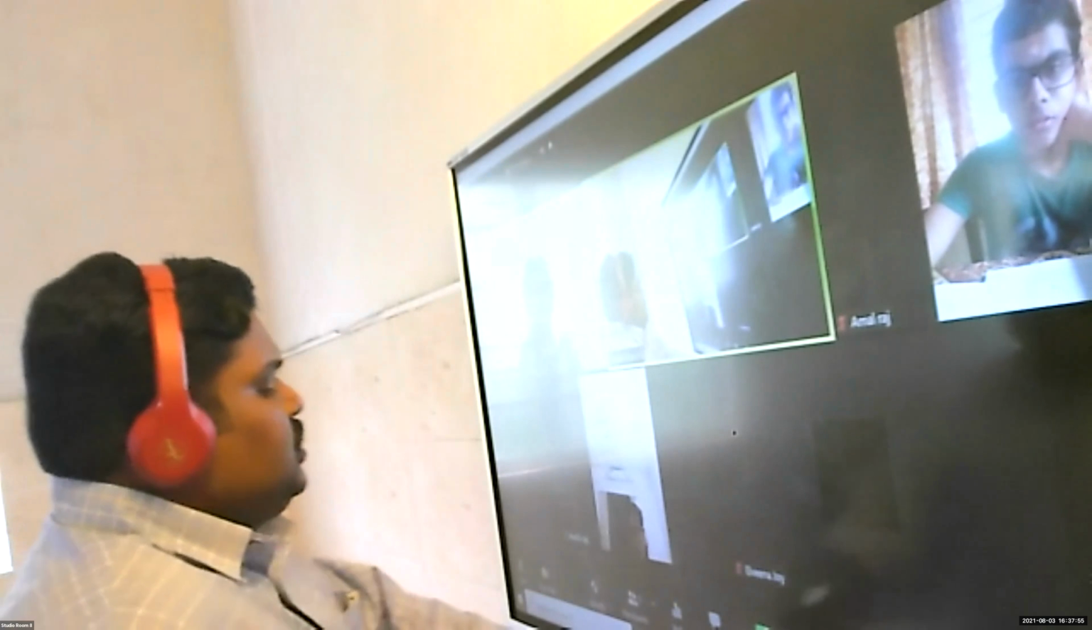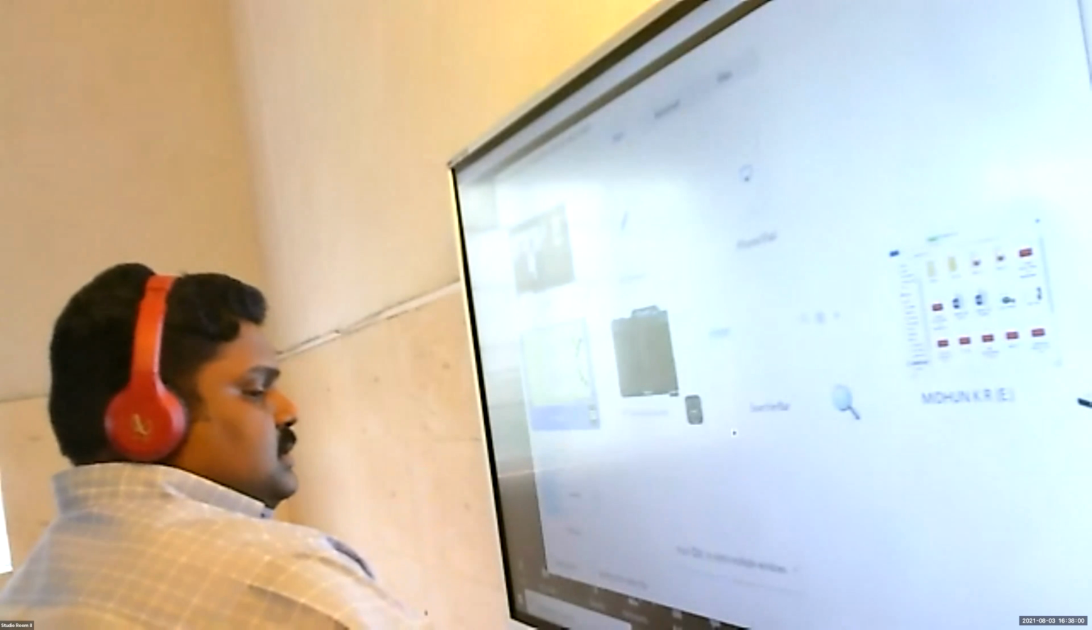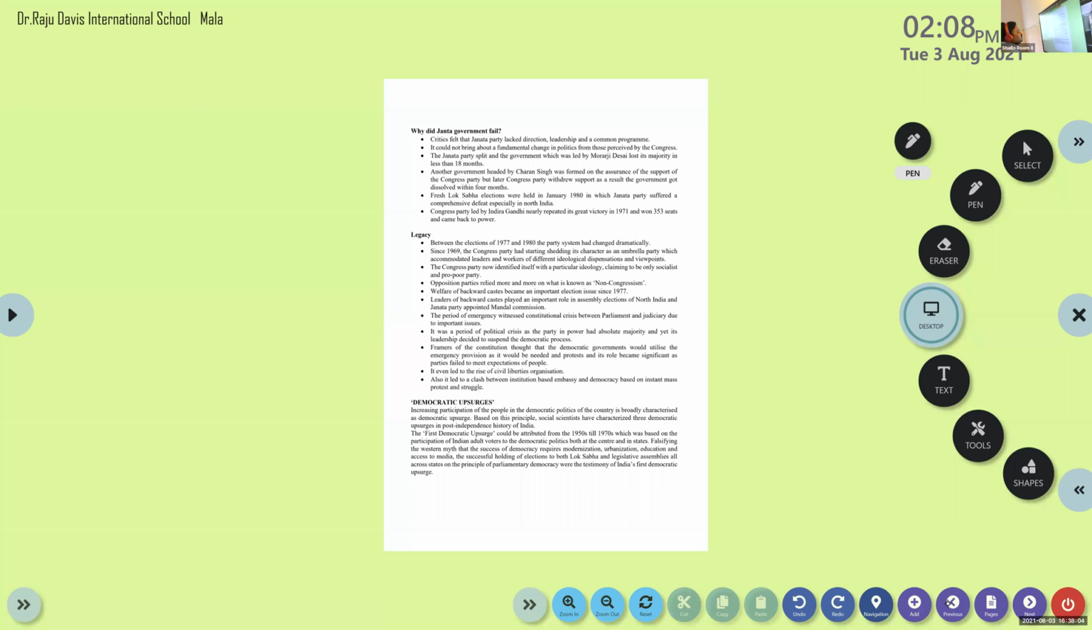So now the next topic for us is democratic upsurge. So how democracy upholds its values, that is called democratic upsurge. The emergency is related with the democratic resurgence, and here it is democratic upsurge. Increasing participation of people in the democratic politics of the country is broadly characterized as democratic upsurge.